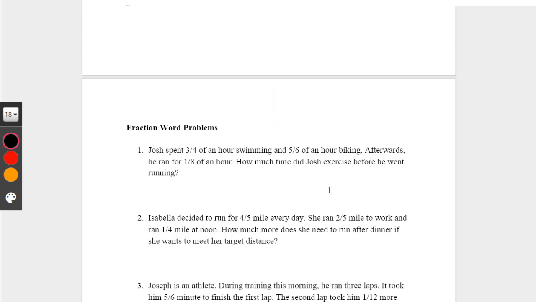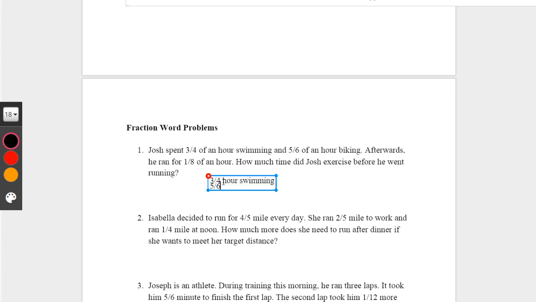And finally, fraction word problems. Word problems, it's basically just math, but it's in a story. So you just have to look at it carefully, see which info is relevant. So let's read this. Josh spent three-fourths of an hour swimming. So let's write that down. 3/4 of an hour swimming.